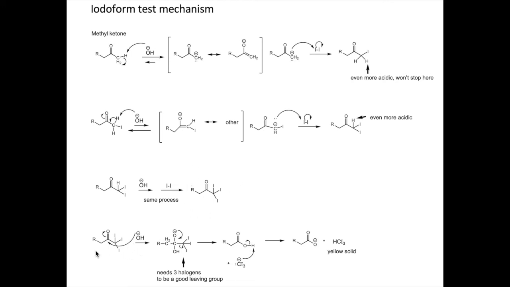The hydroxyl group attacks the partially positive carbonyl carbon so that this group will be kicked off, and that group needed 3 halogens to be a good leaving group. And so there's the leaving group, which deprotonates, and that yields our yellow solid.